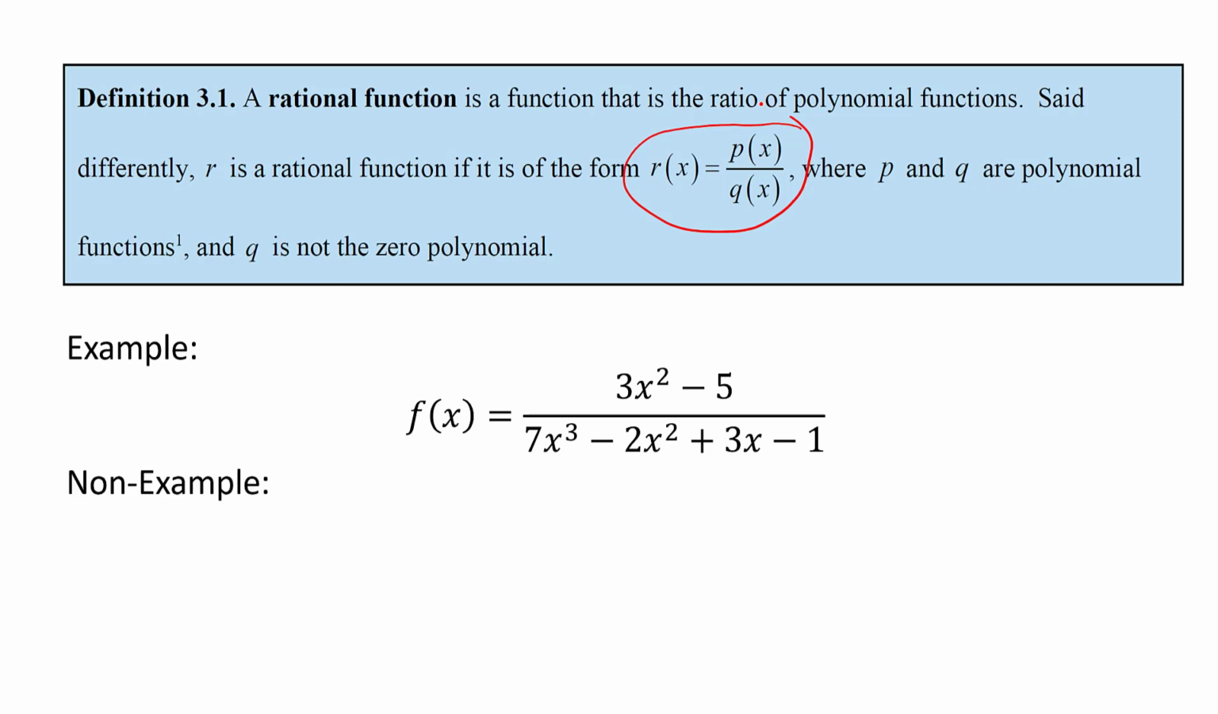A non-example, or a non-rational function, would be g of x equals (3 square root of x plus 2) over (x squared minus 5x plus 3), noting that 3 square root of x plus 2 is not a polynomial.